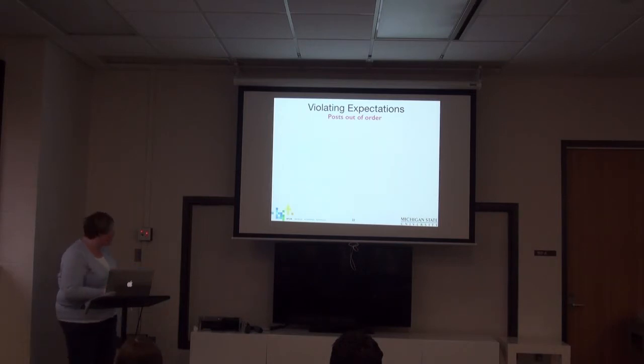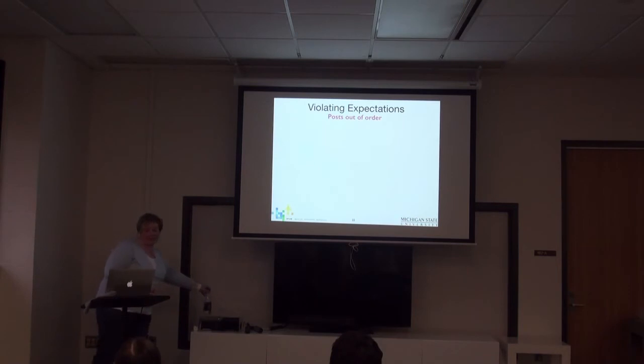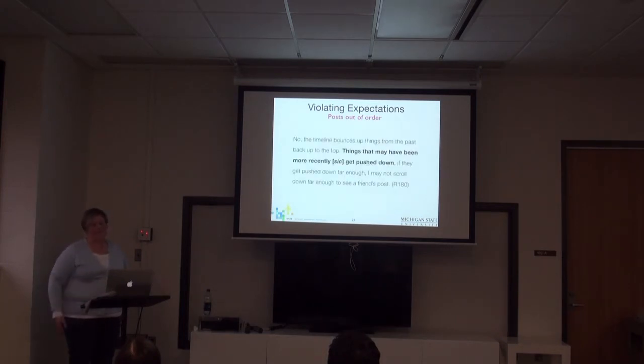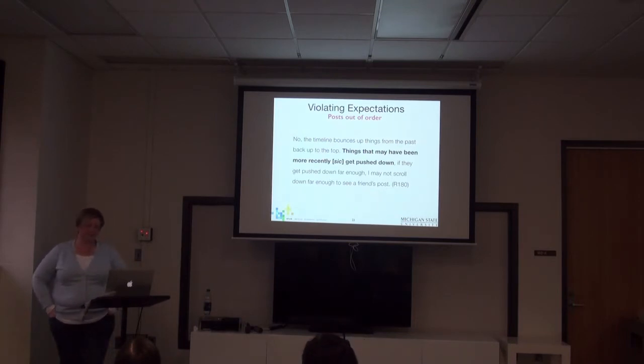So some of the respondents actually talked about times that they felt like the posts they were seeing in their newsfeed were different from what they felt they should be seeing. Some users felt like they saw patterns in whose posts ended up in their feeds, and these patterns just weren't making sense to them. So here's an example. No, the timeline bounces up things from the past back to the top. Things that may have been more recently posted get pushed down. If they get pushed down far enough, I might not scroll down far enough to see the friend's post.